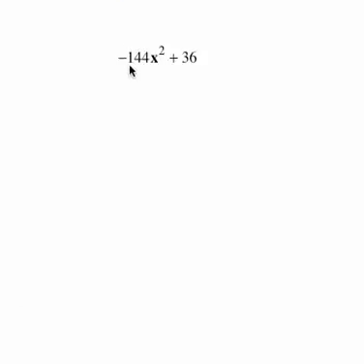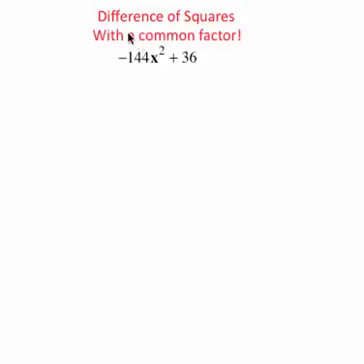So what's common to 144 and 36? Or what's common to negative 144 and 36? Why, 36. Okay, 36 goes into both. So yes, it's difference of squares, but with a common factor. You want to deal with that first. So I'm going to pull out the negative 36. I'm pulling out negative because the first term is negative, and it turns out to be a little bit easier. If you want to factor out a positive, it'll still work.